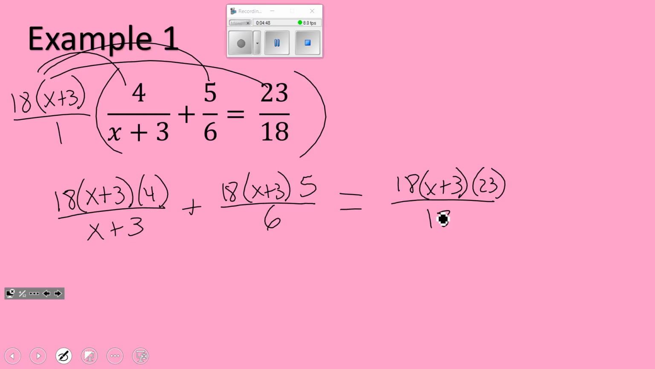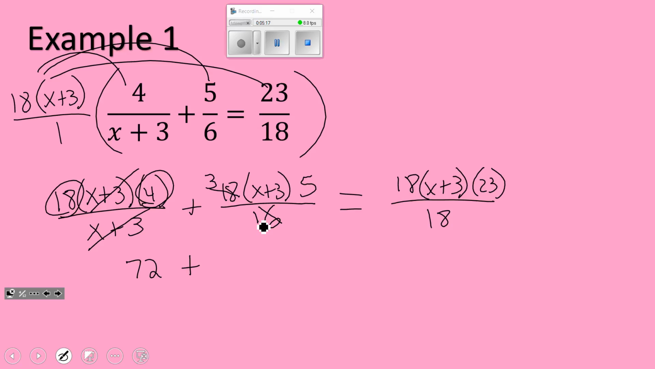Simplify and cancel things. Okay, so what can cancel here? All right, so what will I have left? 18 times 4, which is 72. Okay. What about the second one? What can simplify or cancel? The 18 can make a 3. The 6 can become a 1. It can reduce.